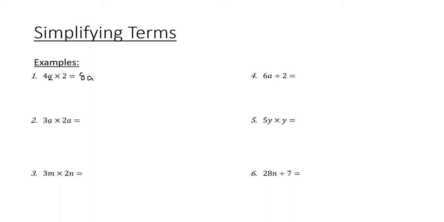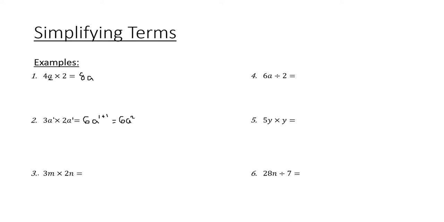Question 2, 3a times 2a. The first thing we have to do is multiply our integers, so 3 times 2 gives us 6. We've got a, and remembering that invisible 1, it's a to the power of 1 and a to the power of 1. So we add our powers, and we end up with 6a squared, or 6a to the power of 2.